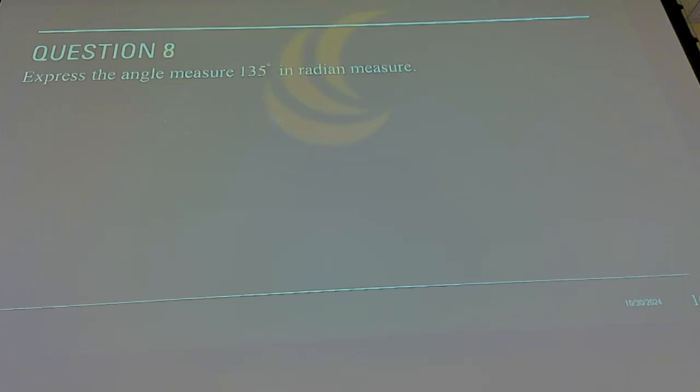135 degrees, conversion factor, because we're still going degrees to radians, is pi over 180. 135 divided by 180, what is it? Radians, 3 pi over 4.